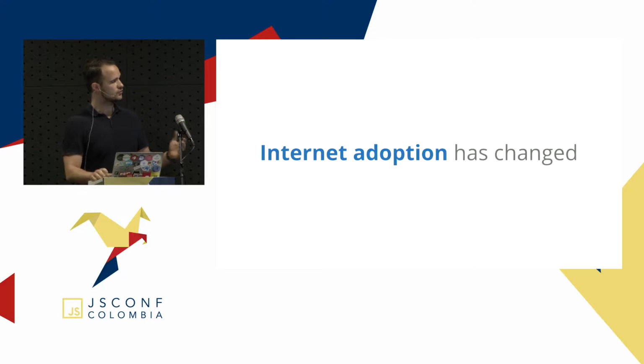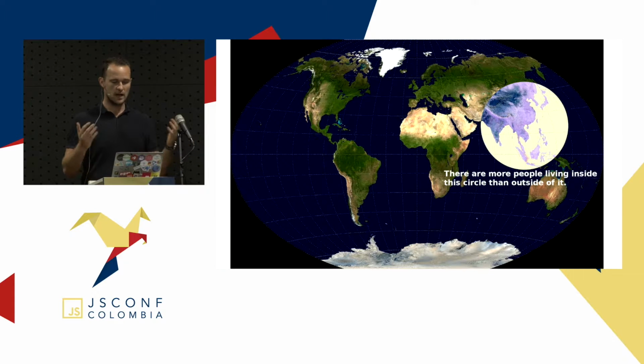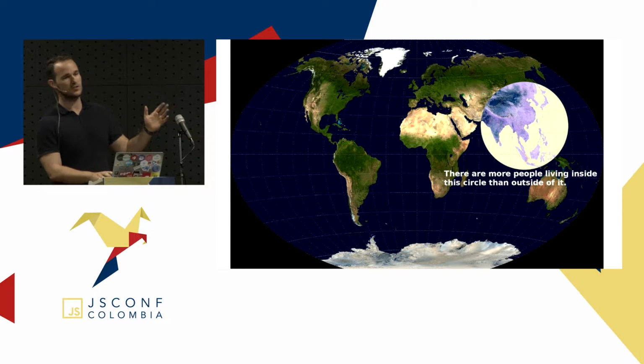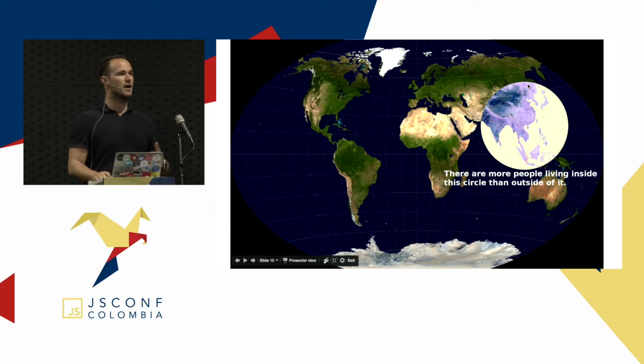Another interesting thing to set the context of how we see dev tools for the future is that internet adoption has also changed quite a bit. Every time I see this graph, where there are more people living inside the circle than outside of it, it's a good reminder. I'm kind of stunned every time I see it, but it's a good reminder when I'm sitting in Canada and mainly thinking about the American market, that the majority of the people going online for the first time and using the web are mainly coming from emerging markets like Asia or new continents like South America. And we tend to forget about that.